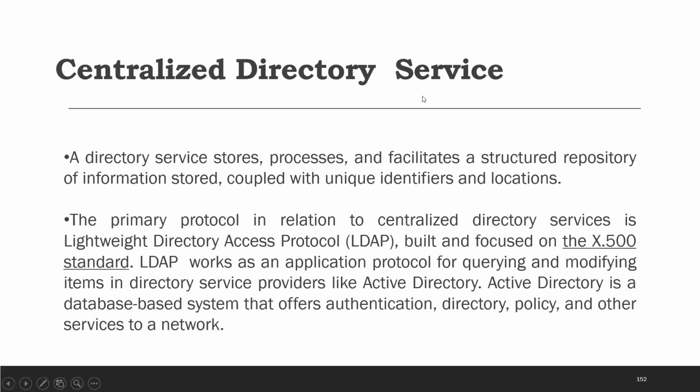CCSP asks these questions. The better way is to manage all of your identities in LDAP as a centralized system, rather than having your identities placed in multiple places.